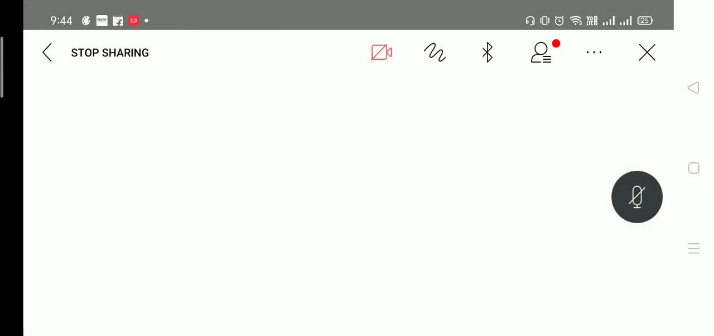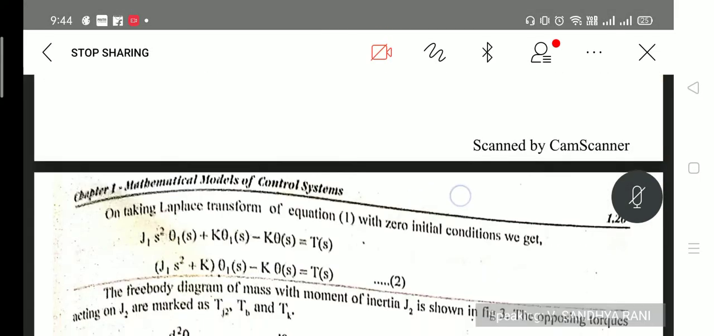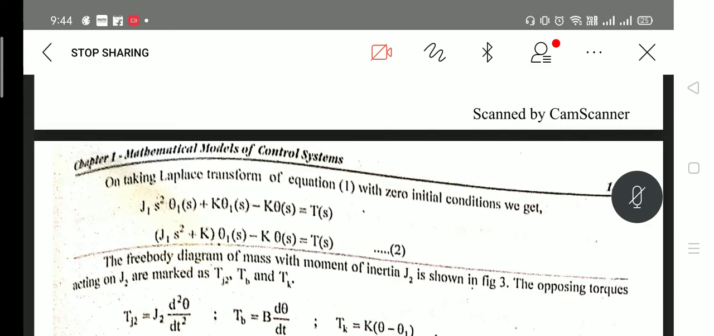J into s square into theta 1 of s plus k theta 1 of s minus k theta of s is equal to T of s. Then we can take theta 1 of s common: j1 s square plus k, into theta 1 of s, minus k into theta of s, is equal to T of s. I am taking this as the second equation.